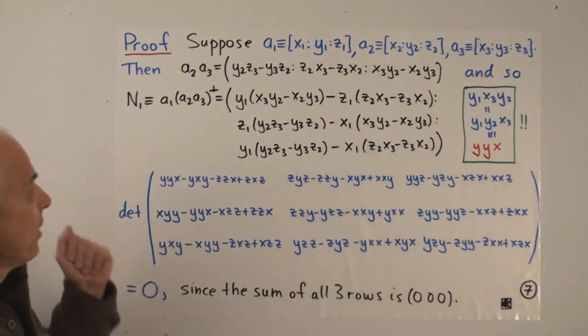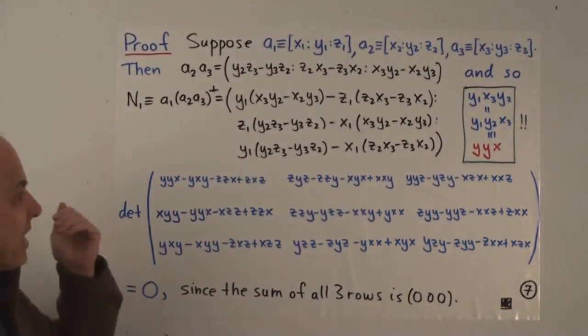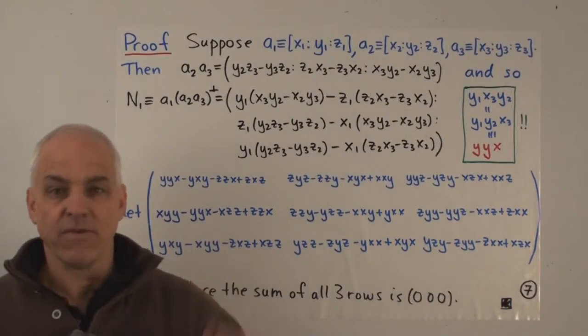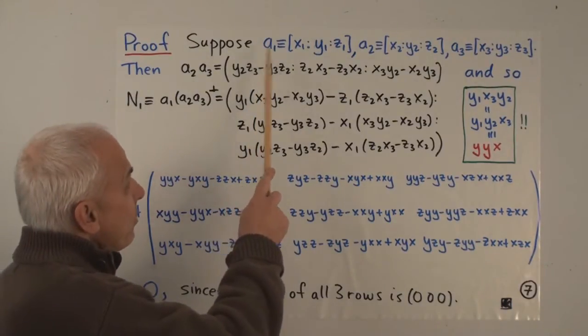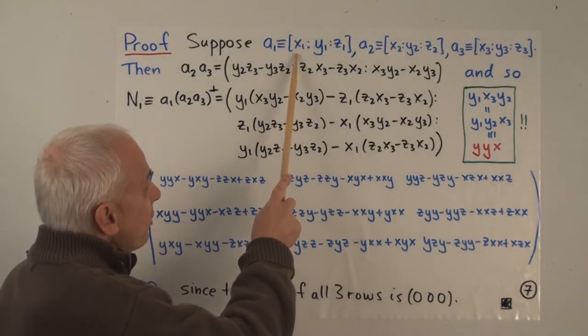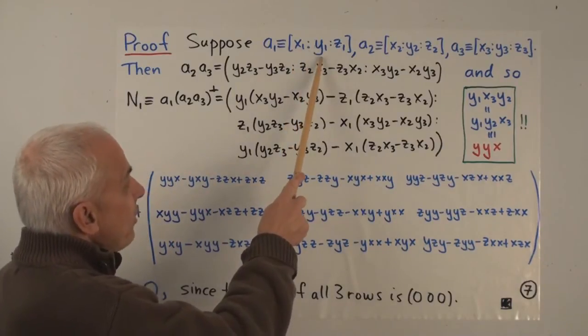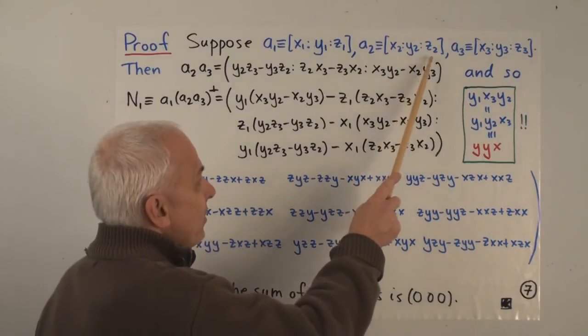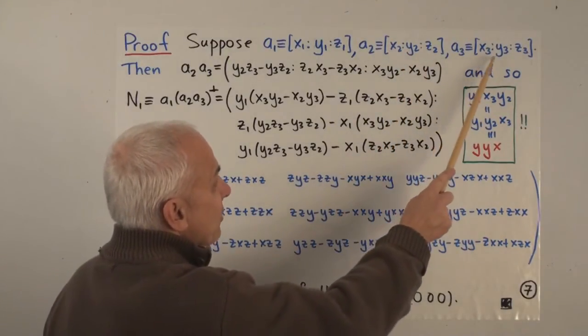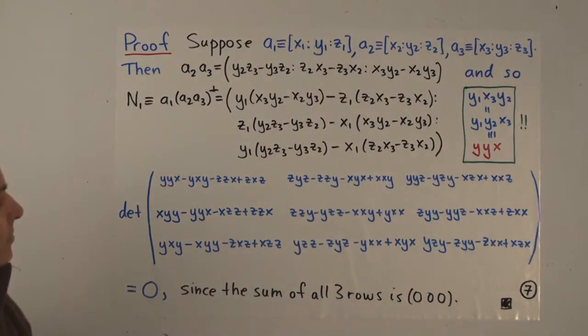Okay, so what are we going to do? We're going to establish coordinates. We're just going to compute everything. So the point A1, we'll assume it's the point with homogeneous coordinates x1 : y1 : z1. A2, the point x2 : y2 : z2, and A3, the point x3 : y3 : z3.